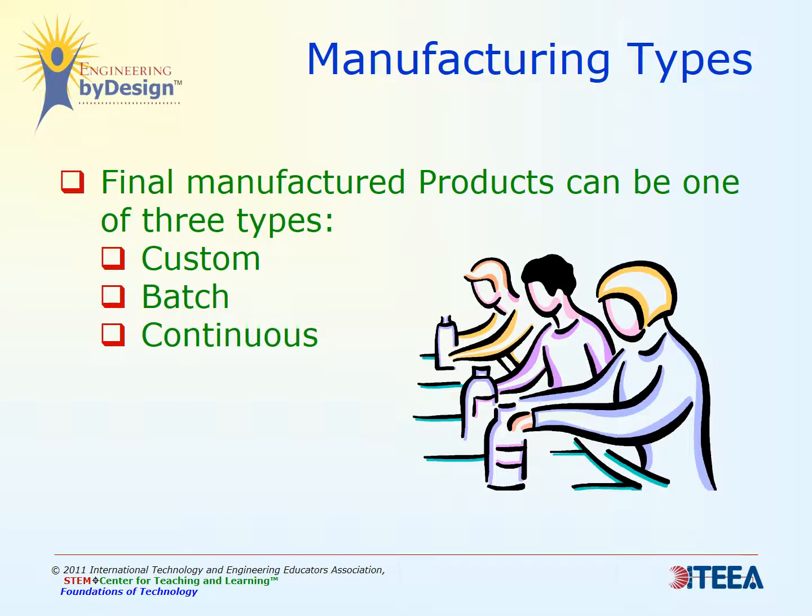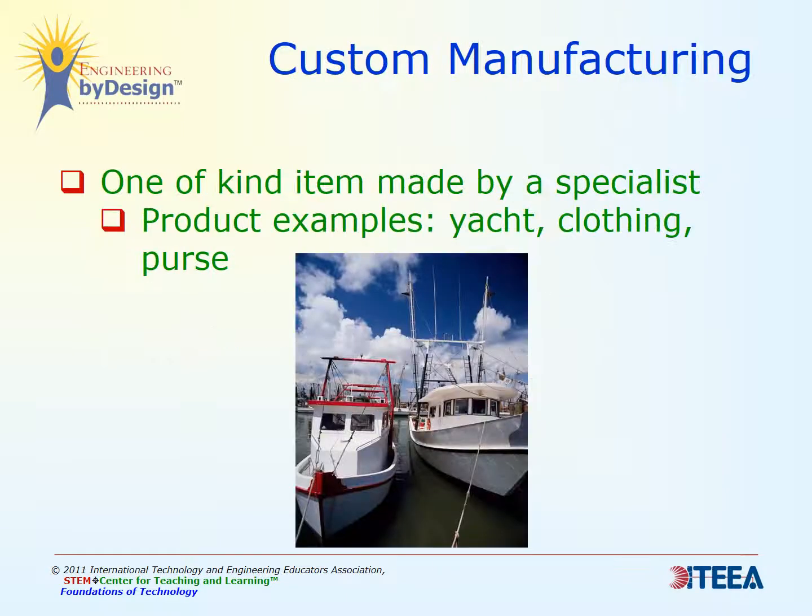The manufacturing types. There are 3 types of manufacturing. The final manufactured products will be one of these 3 types. They'll be custom, they'll be batch, or they're continuous. Now, if you're looking at custom manufacturing, one type that is made by a specialist, you can have examples of a yacht.